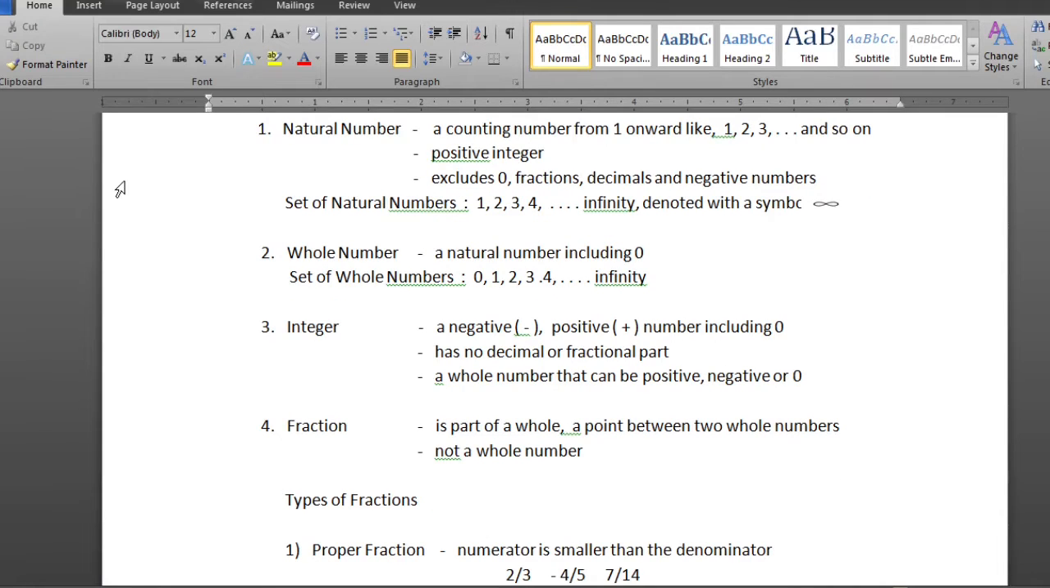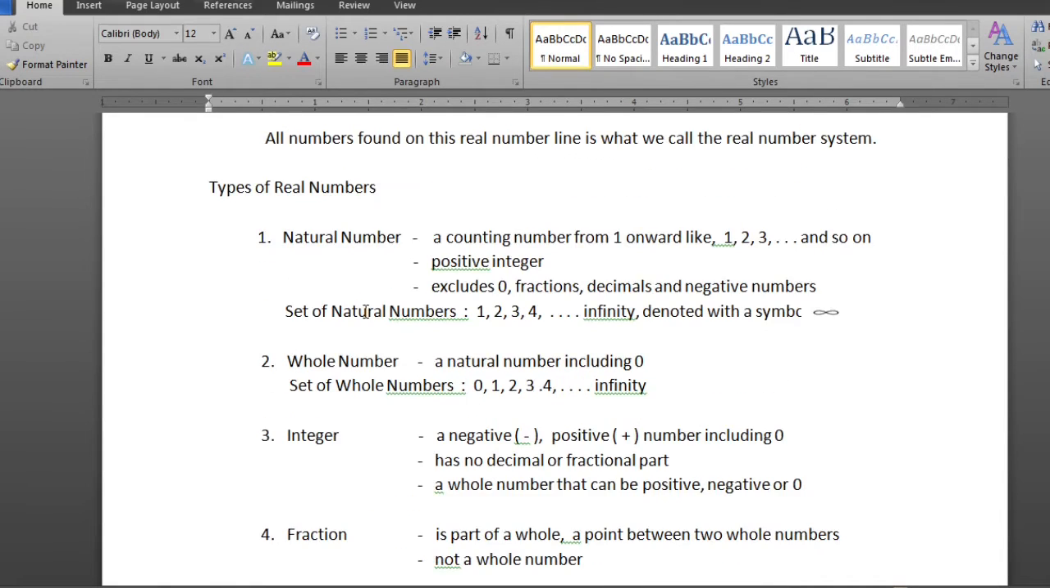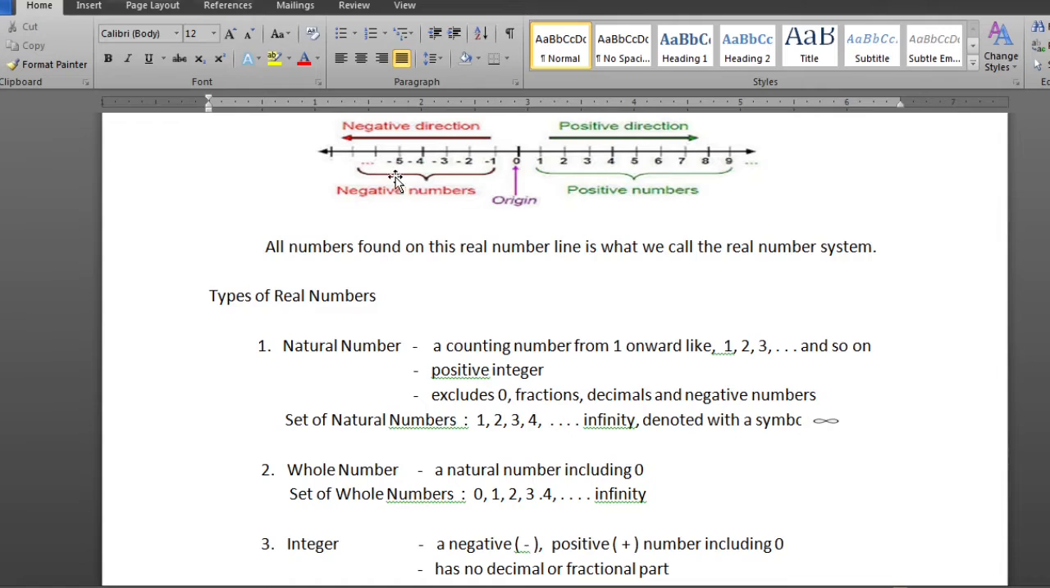Now the fourth type is the fraction. As the word says, a fraction is part of a whole, a point between two whole numbers, but it's not a whole number. So in the real number line, a fraction can be located anywhere between 2 points. So shall we say negative 5 to negative 4, or negative 2 to negative 1. Or a fraction can be located between 3 to 4.